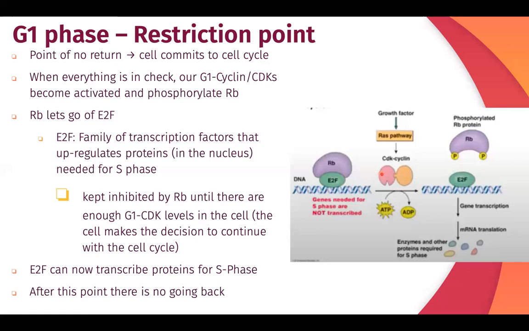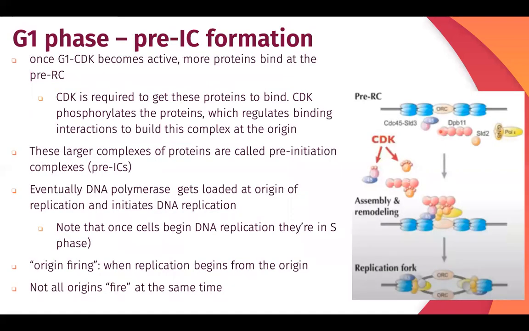Like it says on the slide, it's kept inhibited by RB until there's enough G1 CDK levels. And that's, again, just to make sure that the cell is big enough and ready to continue moving on. Once it is ready to move on, E2F separates from RB because RB was phosphorylated, and then E2F goes to transcribe the proteins that are needed for S phase. Those proteins are then going to be used for forming the pre-IC complex.